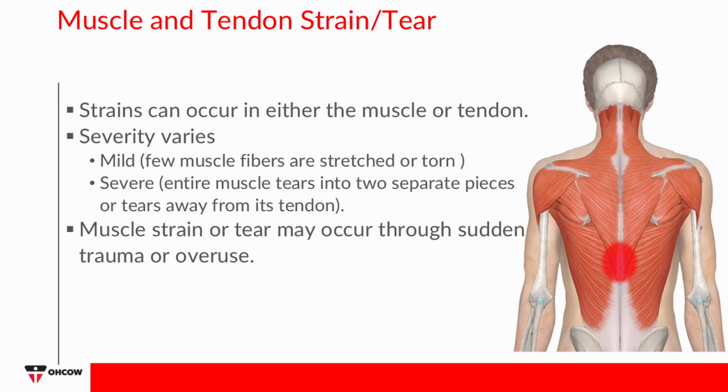Strains can occur in either the muscle itself or in the tendon attached to the muscle. Severity varies from mild, where few muscle fibers are stretched or torn, to severe, where the entire muscle tears into two separate pieces or tears away from its tendon. A muscle strain or tear may occur through sudden trauma or overuse, continued stress placed on tissues with inadequate recovery.